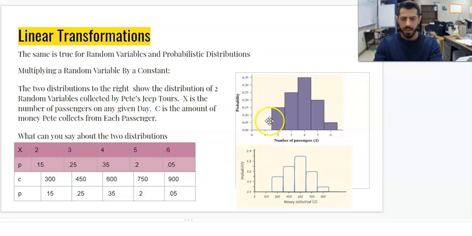We see that the center and the spread have changed. This one spreads from 2 to 6. This one spreads from 300 to 900. The center here is at 4. The center here is about 600, but the shape does not change. So multiplying by 150 has changed the center and the spread, but not the shape.